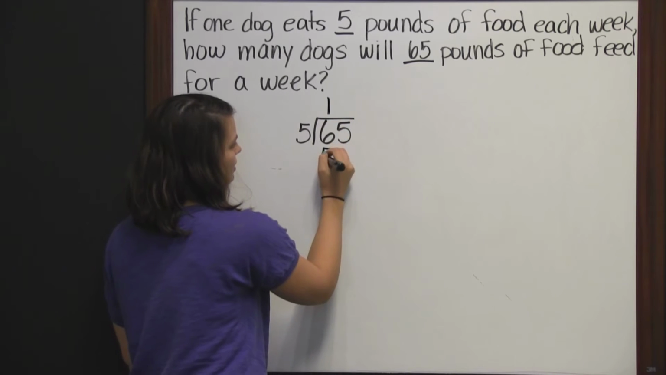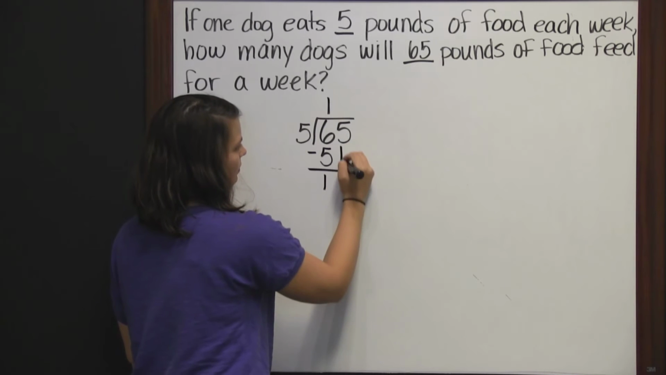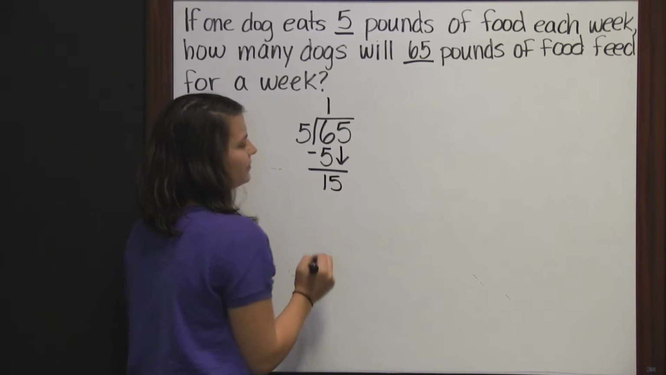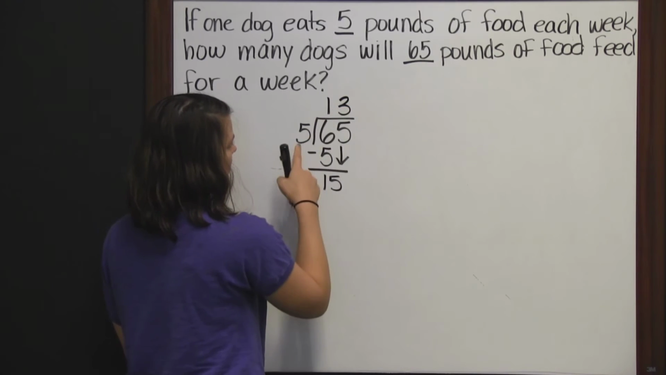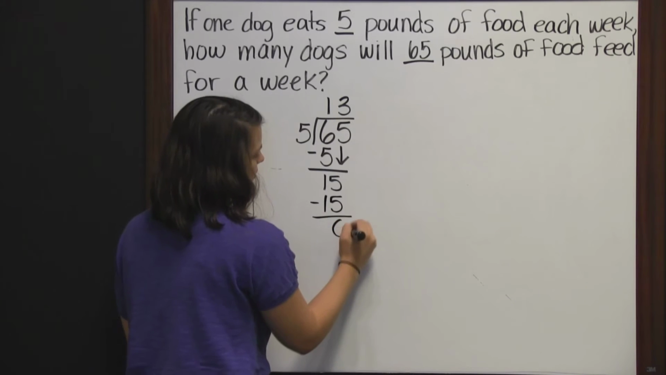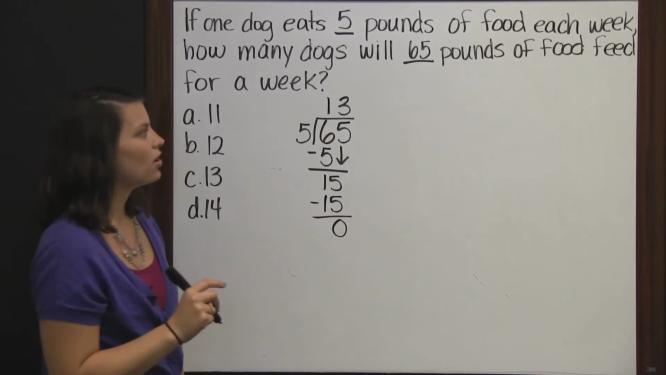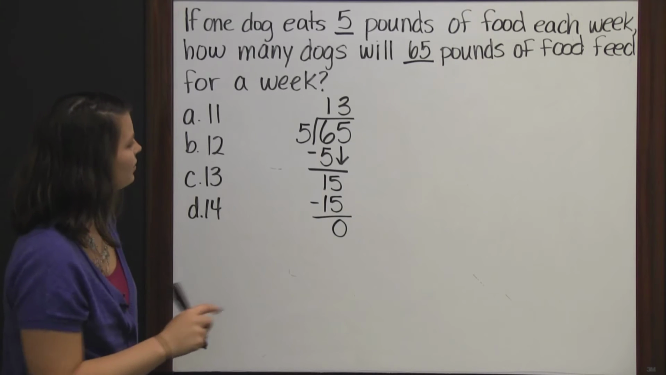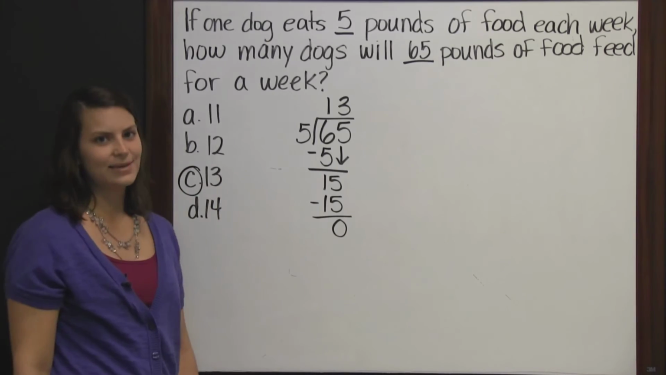5 times 1 is 5. Subtract and we get 1. And then we bring down the 5. 5 goes into 15 3 times. 5 times 3 is 15. We subtract and we get a 0 remainder. So that means that 13 dogs can be fed the 5 pounds a week, which is answer choice C.